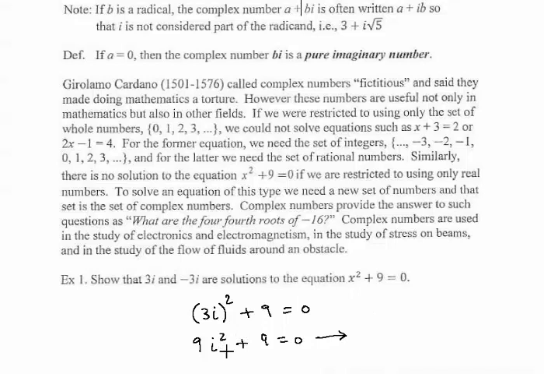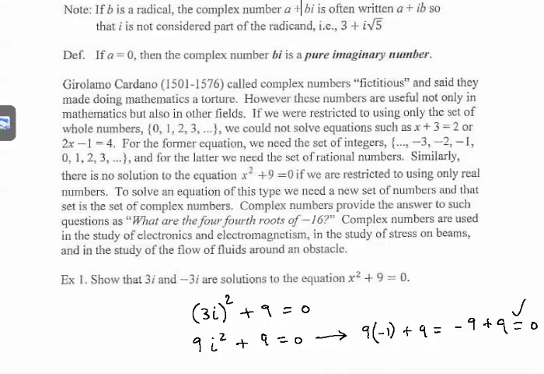And then according to our definition up at the top, i squared is a negative 1. So they're interchangeable. Okay, replace the i squared with a negative 1, and we get negative 1 times 9 is a negative 9 plus a 9 equals 0. So now our equation checks out.